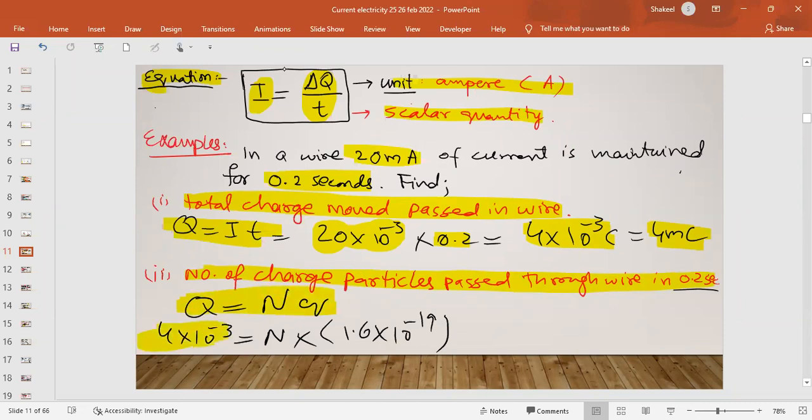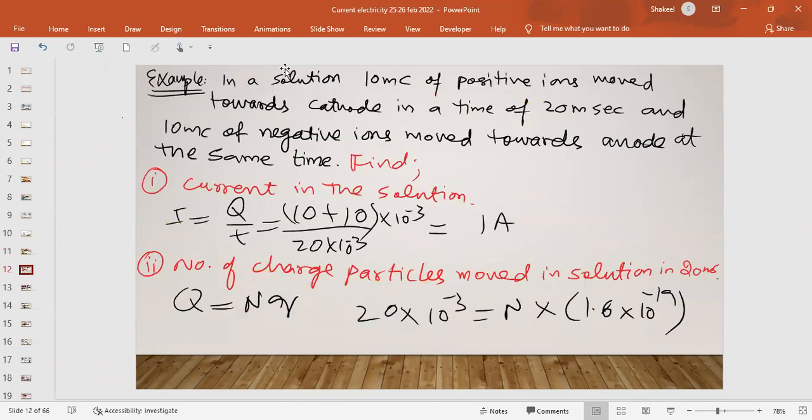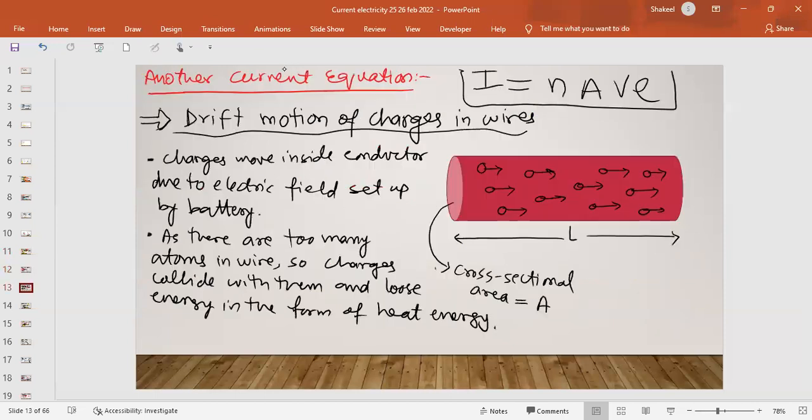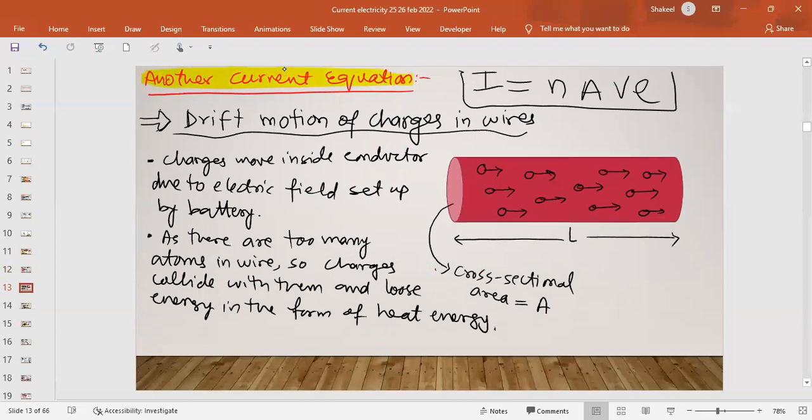So total charge you already found, 4 into 10 to the power minus 3, N you have to find, and charge on single particle is known, which is 1.6 into 10 to the power minus 19. So you do the maths, and then you get the answer. Okay, it's actually the same question again. Okay, now let's move to the most important equation for this, which is I equals NAVE. Sometimes people say NAVE equation, NAVE, right?